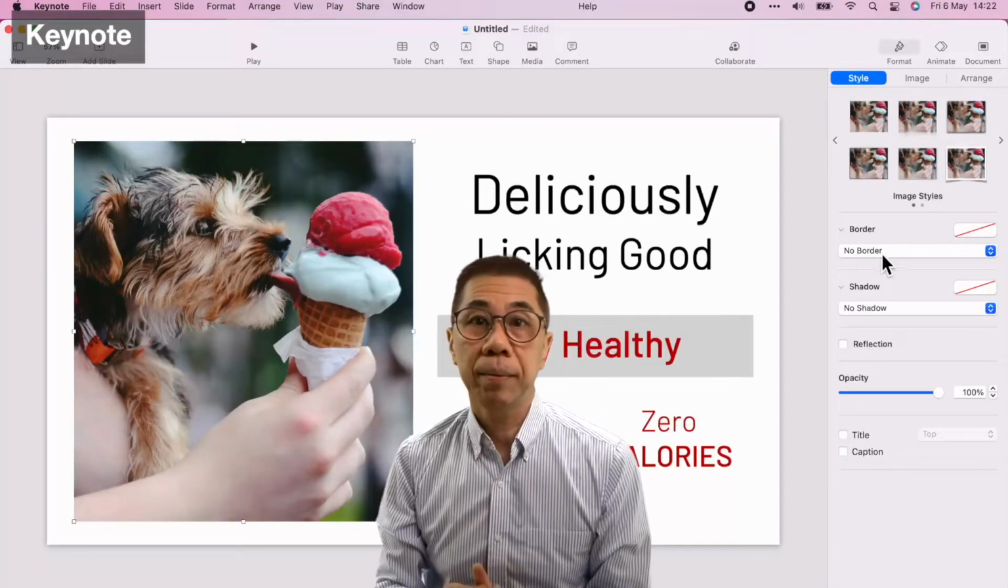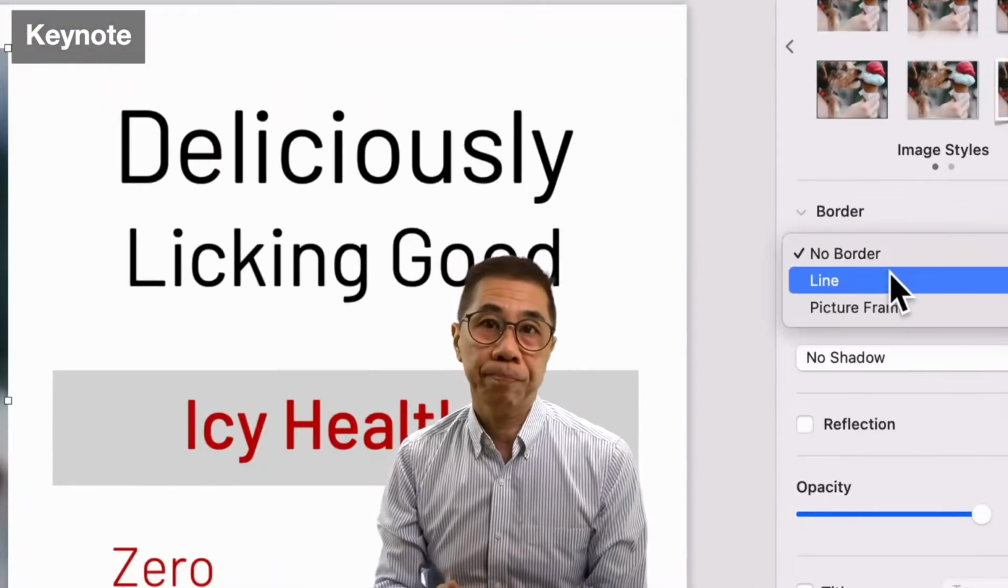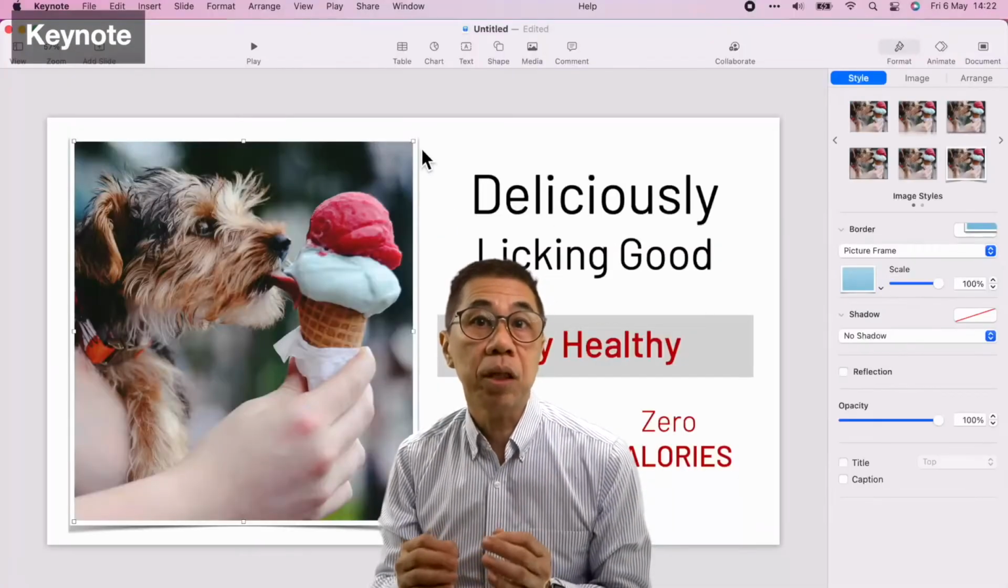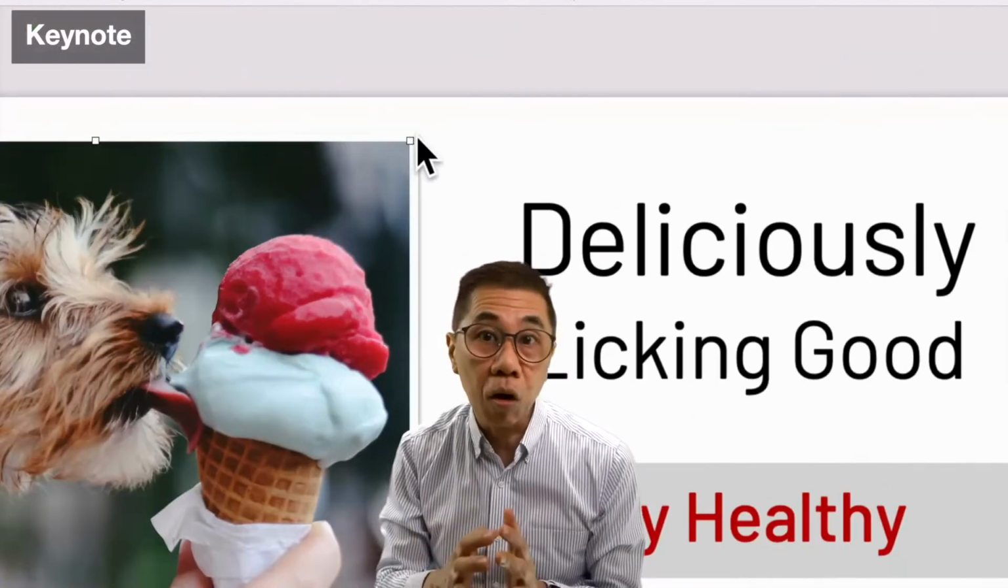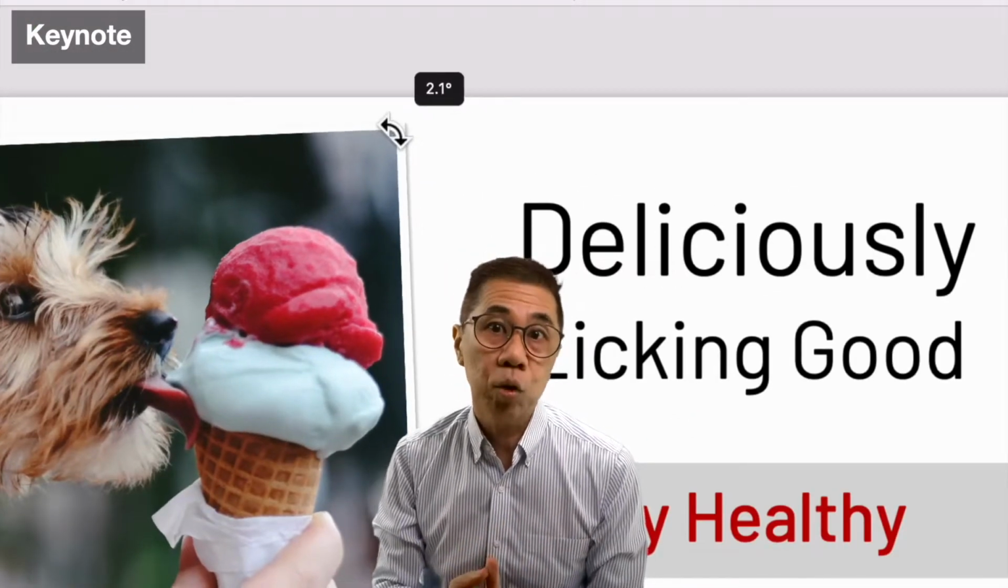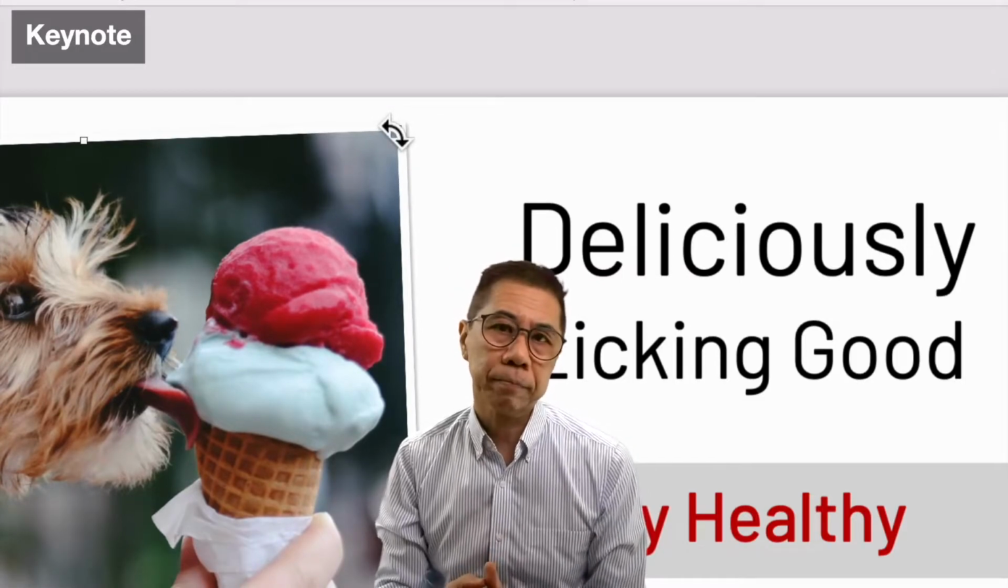If you are using Keynote, go to Border and select Picture Frame. Then hold on to the Command key on the keyboard while you click on a corner point of the image to rotate it a little.